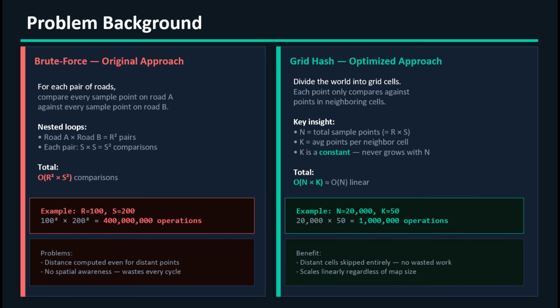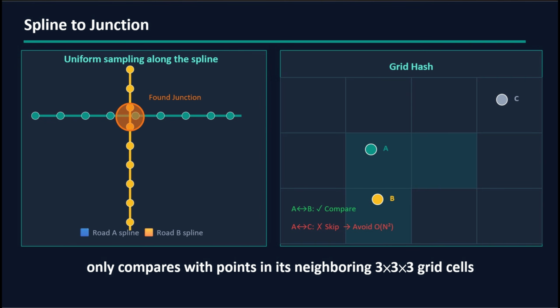The problem is we are computing the distance between points even when they are really far away. But the grid hash algorithm is different. Instead of comparing everything, we divide the world into a grid. Each point only looks at the points in nearby cells. So instead of comparing against all the points, each point only checks k neighbors, and k is a constant. It doesn't grow even if the map gets bigger. With the same total points, if we choose k as 50, that's only 1 million operations, which is 400 times fewer than brute force. So how does grid hash actually work?